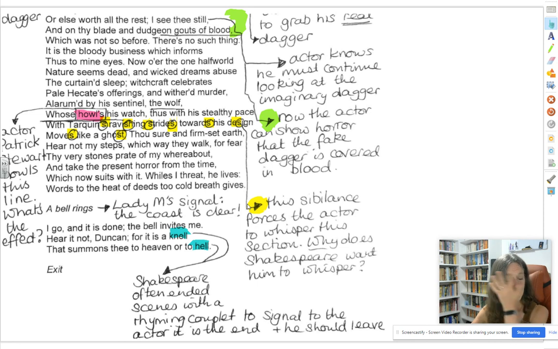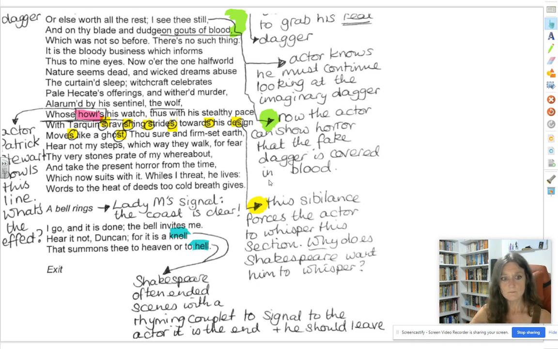Off you go. And then the last little stage direction that's in here is like, how does the actor know when to leave the stage when it's finished? And here is a signal that Shakespeare uses. It is a knell that summons thee to heaven or to hell. So Shakespeare often ends scenes with a rhyming couplet. It's a signal for the actor that that's the end of the scene and you should pop off now. It's also a signal to the audience as well. The audience would know that that's the end of that.